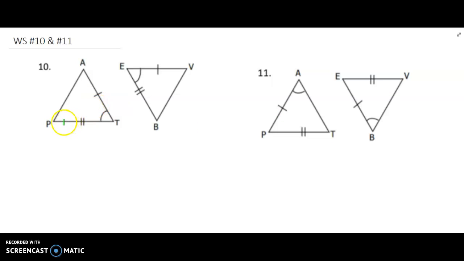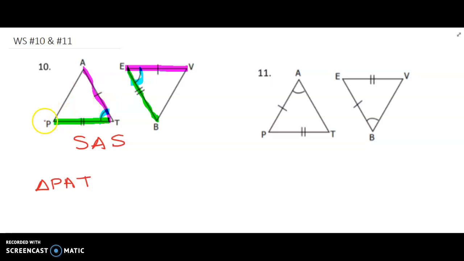All right, so on these, we're going to look at both of these, and we're going to decide if they're congruent, and if they are, we're going to write a congruency statement. Okay, so I'm going to highlight the same things in the same color, T and E. So as you can see, I'm using the side-angle-side congruence theorem.